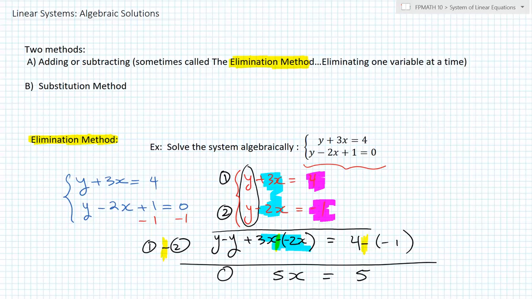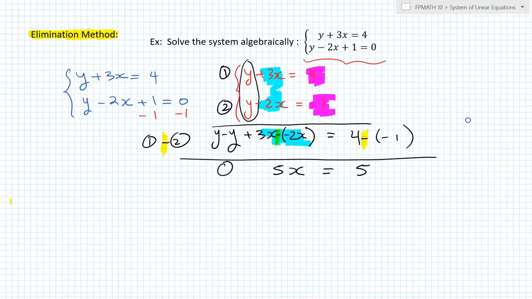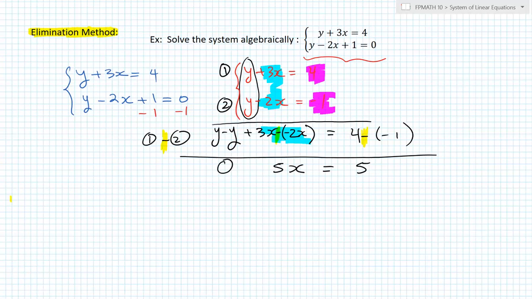Now here is why we use the addition or subtraction method. In this case we use subtraction to get rid of one of the variables. If you have two variables, you can't solve the equation. You need to get rid of one of the variables, isolate one variable only, and then it's easy to solve a one variable equation. And look, 5x equals 5, what is x? x equals 1. That is called the elimination method.